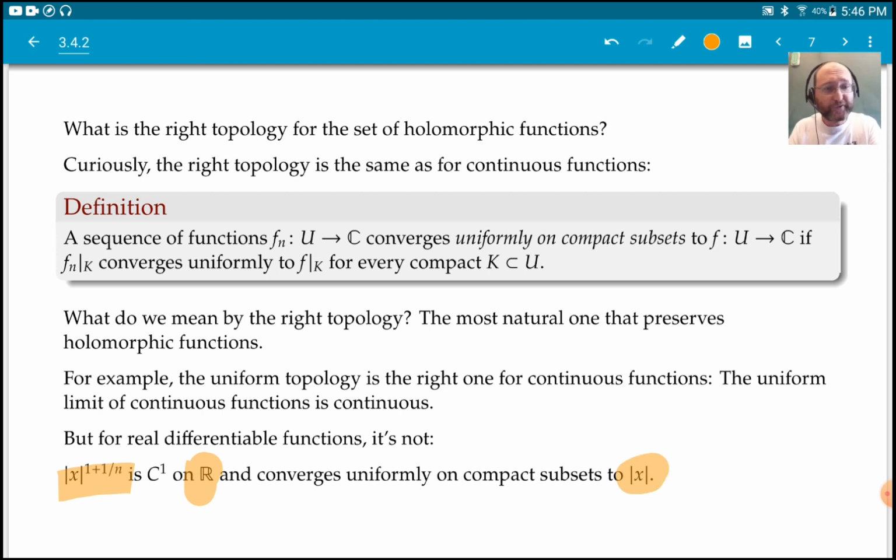Something you notice about the absolute value of x is that it is not differentiable at the origin, while this function, with a little bit of thinking, has a derivative, and actually the derivative is continuous. So that's a nice continuously differentiable function.